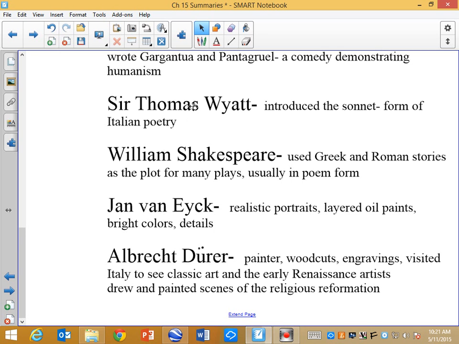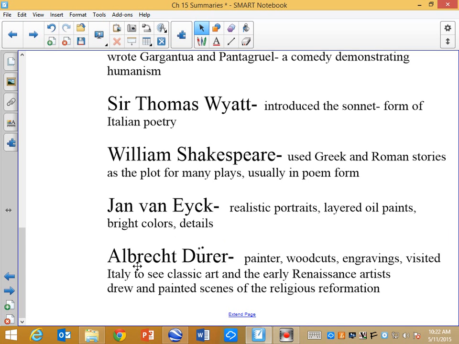And looking at artists of the Northern Renaissance. So these guys up here were English and French. Now artists from the Netherlands and other areas in Northern Europe. One guy to look at, this is Jan van Eyck. Jan van Eyck is well known because he started trying to create realistic paintings. He would layer the oil, he would use bright colors, he would put in a lot of detail to make his pictures really come to life and be impressive.